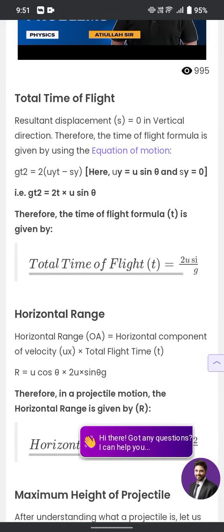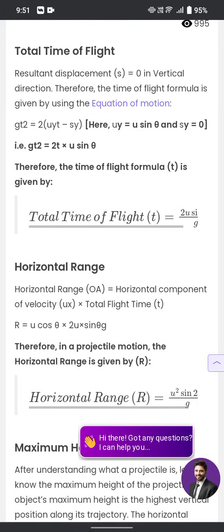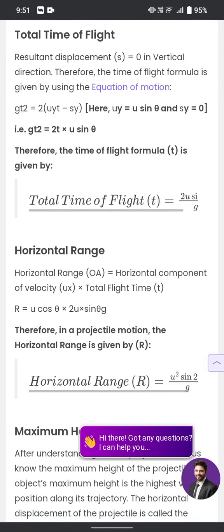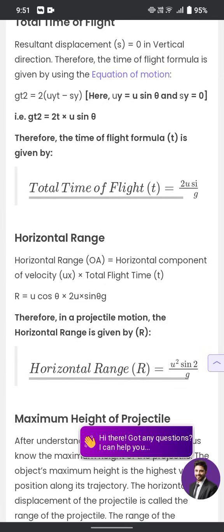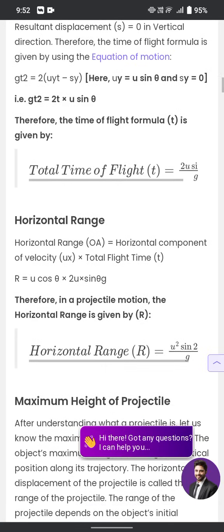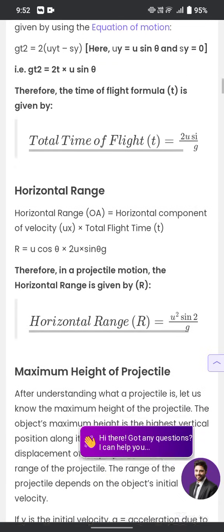g t is equal to 2 into uy t minus sy. Here, uy is equal to u sine theta and sy is equal to 0. Therefore, g t is equal to 2 u sine theta. Therefore, the time of flight formula is given by total time of flight t is equal to 2 u sine theta over g.